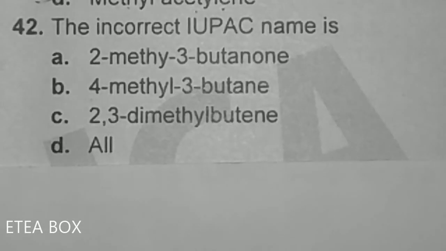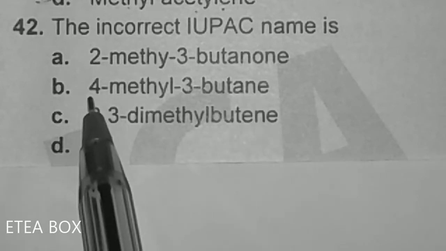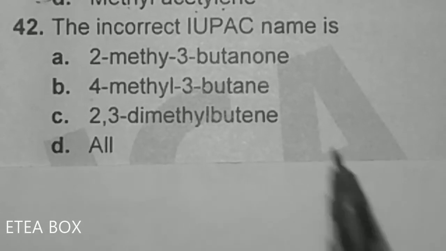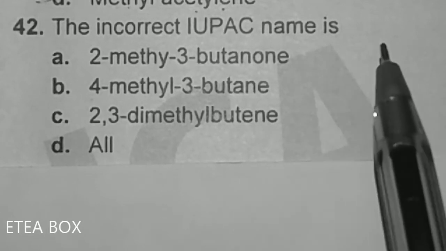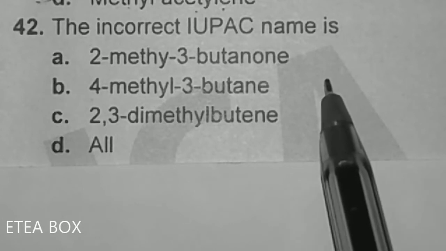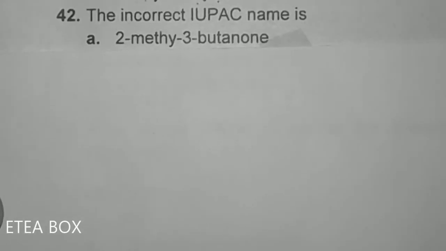The incorrect IUPAC name is, now look, no structure is given, but you have to find the incorrect one. Now you have to do several steps. The first step is to just draw the structure according to these names. Now after drawing the structure, name that structure according to the IUPAC rules. So you will come to know which one is incorrect. First of all, let's draw the 2-methyl-3-butanol.